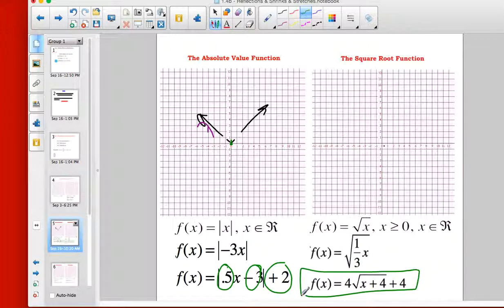A good habit always is to graph the parent first, and then figure out what the changes are in your table. So this first one, the parent function, I'll do it in red. All right, so this is the parent right here. We have the square root of x. So make a little table.